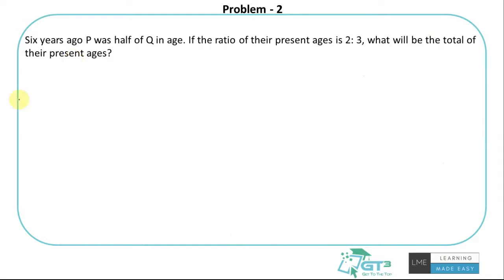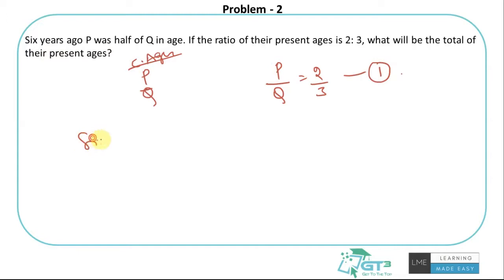6 years ago P was half of Q in age, and if the ratio of their present ages is 2:3, what will be the total of their present ages? So let me assume the current ages, right? The ratio of present ages of P and Q is 2:3. That is my one clue I have got.